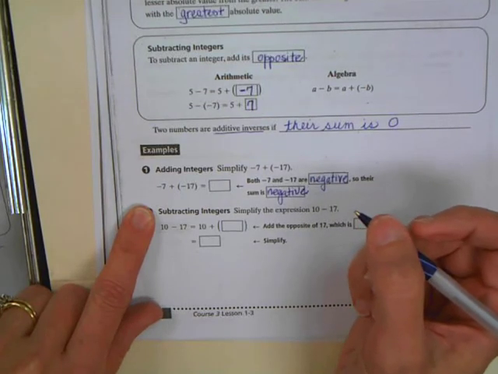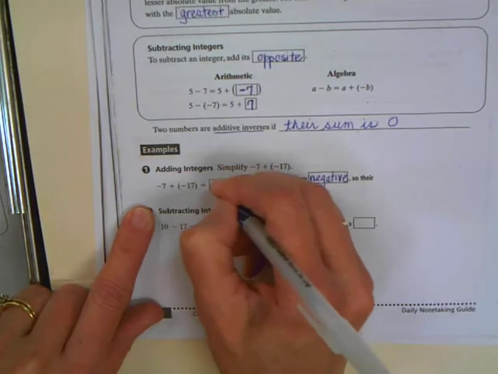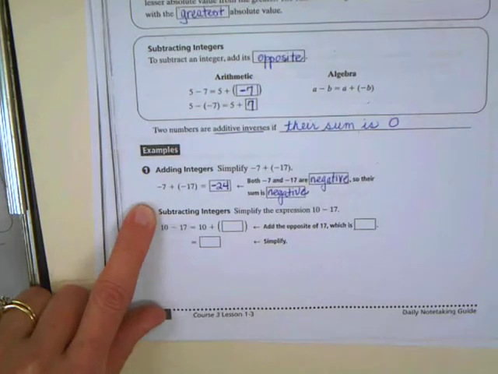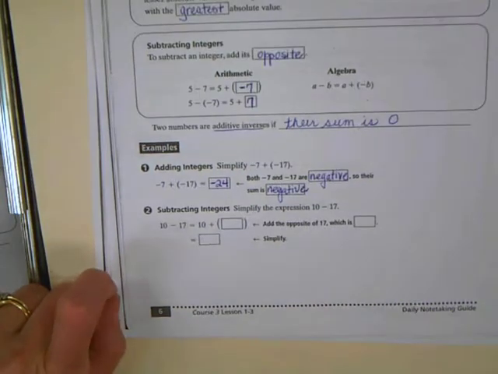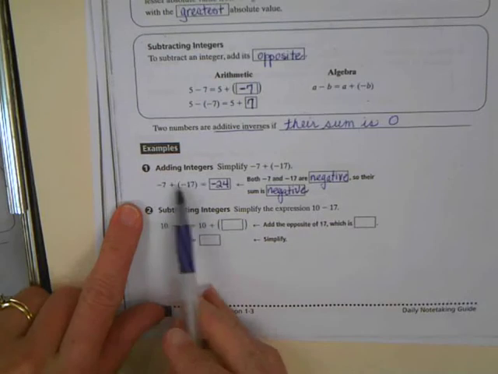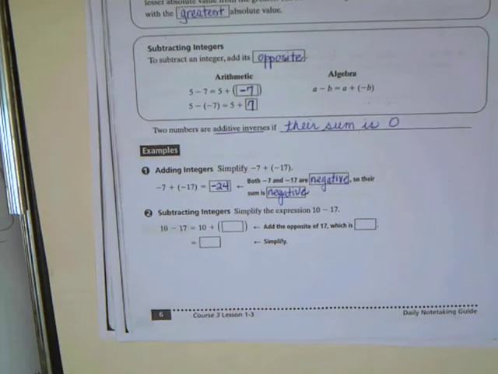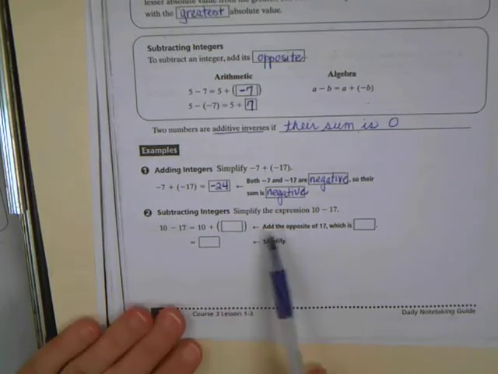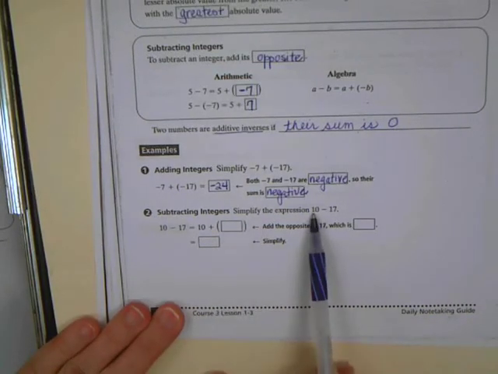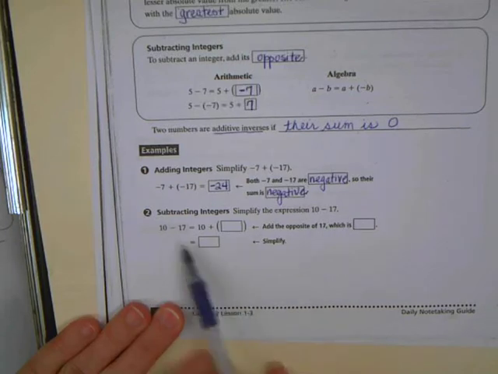-17 plus -7 is -24. Most people just think of it as 7 plus 17 is 24. Since they're both negative, my answer, or my sum, is negative. Okay. Now, subtracting integers. We want to simplify the expression 10 minus 17.